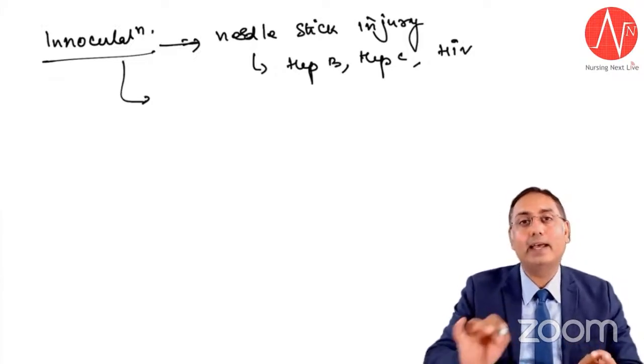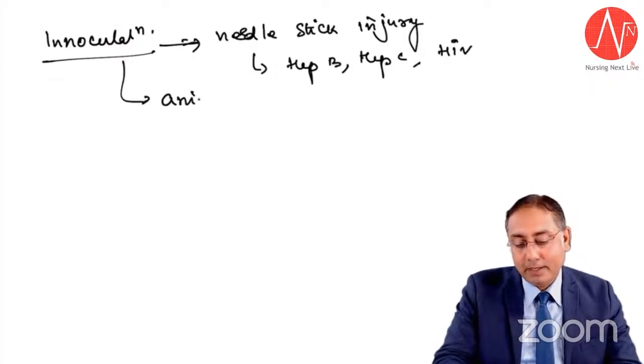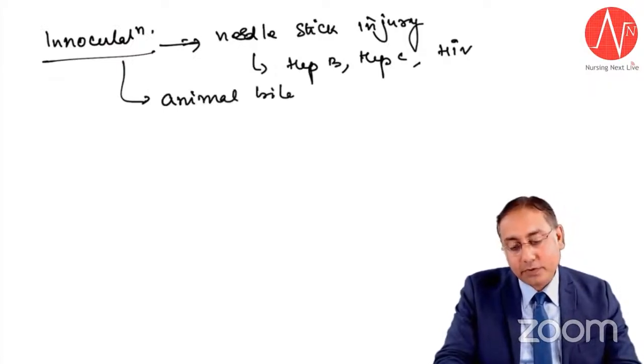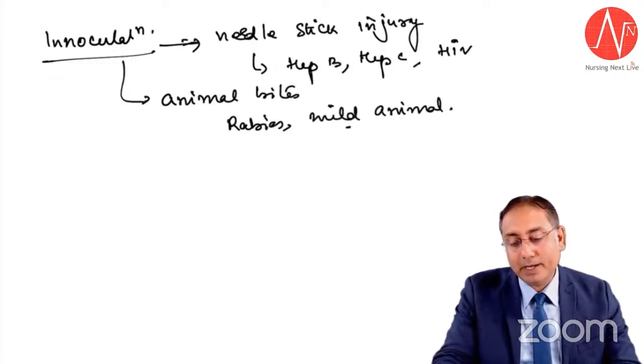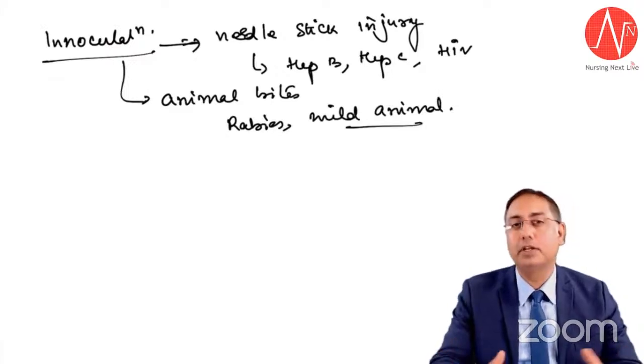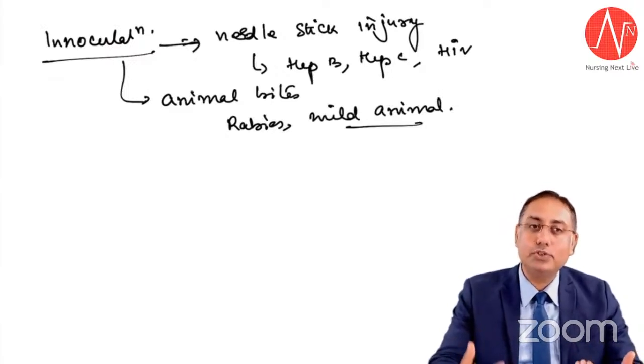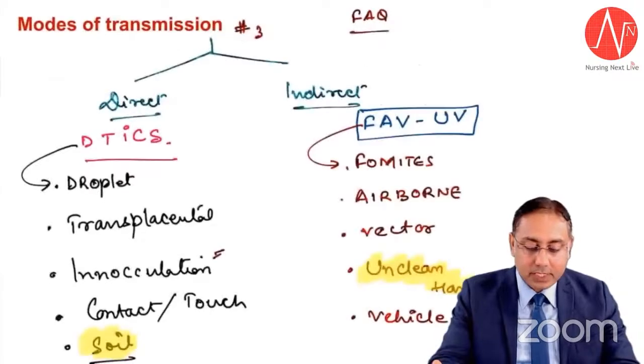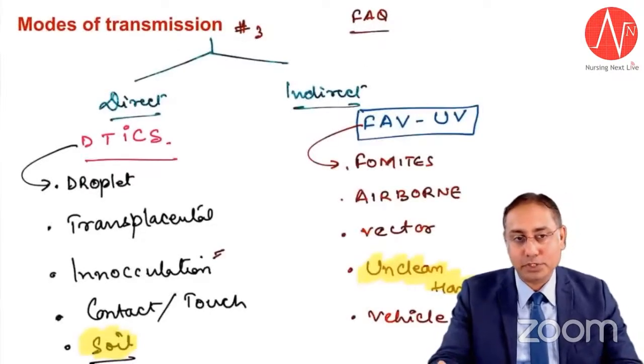Inoculation could also be direct animal bites. Direct animal bites, for example, rabies. For example, any wild animal bite which may spread any gangrenous infection or rabies infection. These all are inoculation injuries, and these are inoculation mode of transmission.